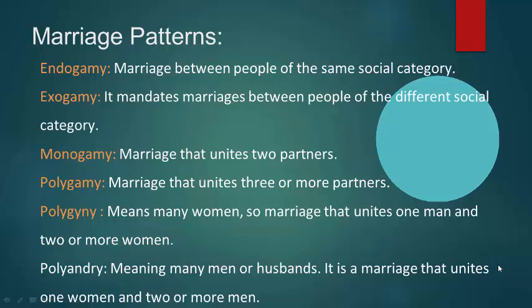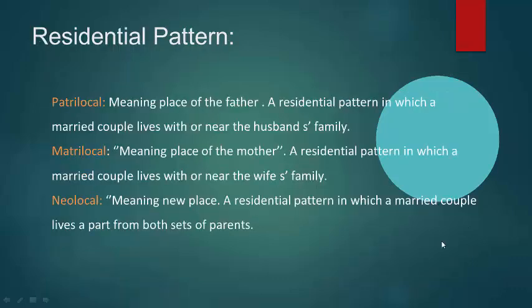After this, another pattern is based on residence, where the married couple will live. Sometimes the married couple lives in the father's house, other times in the mother's house, while in advanced societies, in industrial society, they live in a new residential area. When the married couple lives in the father's house, it is called a patriarchal family. When the married couple, husband and wife, live in the house of the wife's mother, it is called a matriarchal family.